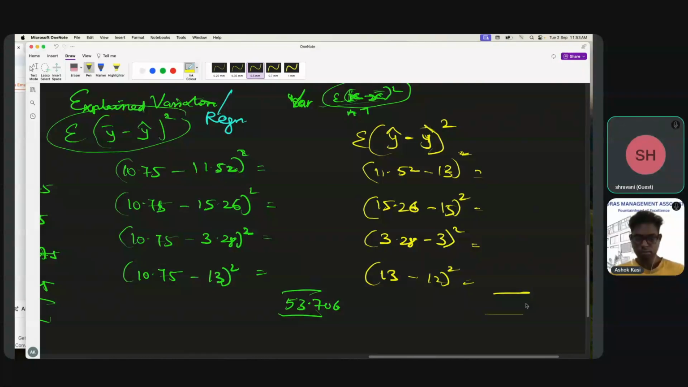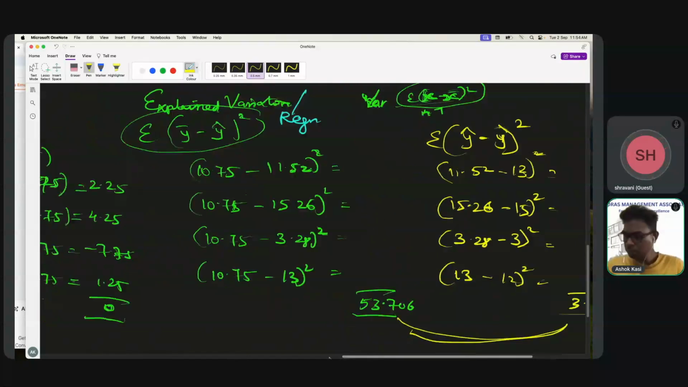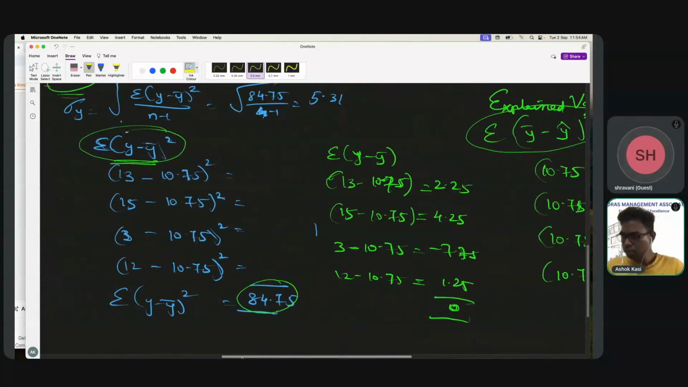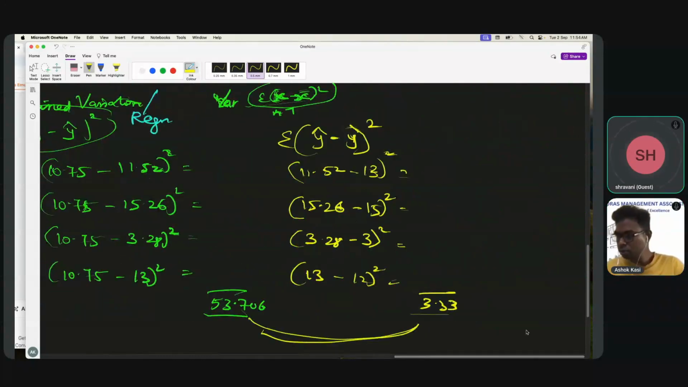3.33. That's it. Okay. So adding this comes to how much? 57.036. Now that should match. No, it is wrong. It cannot be so low. You have to calculate again. Tell me the first one.